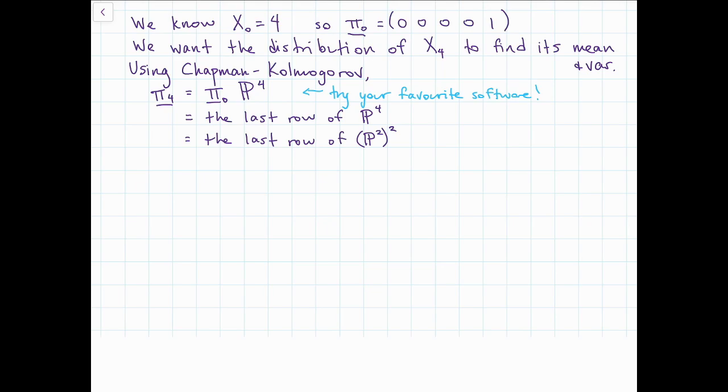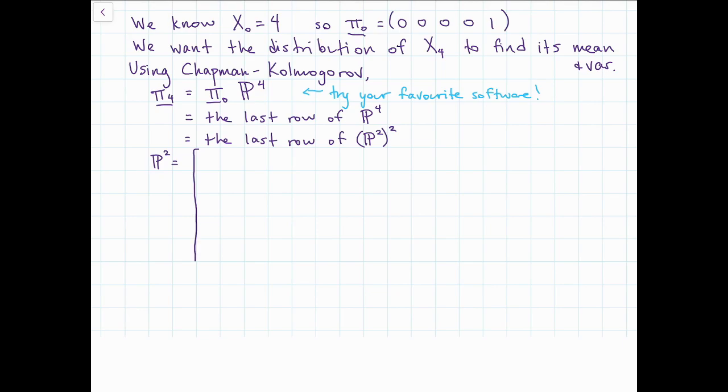And of course, for P to the 4, we could take P and multiply it by itself 4 times, or we could just multiply it by itself once to get P squared, and then square that to get, again, the last row of P squared squared will be pi 4. If you have software, you can just use it, but this is just a way to do it quickly if you don't have the software.